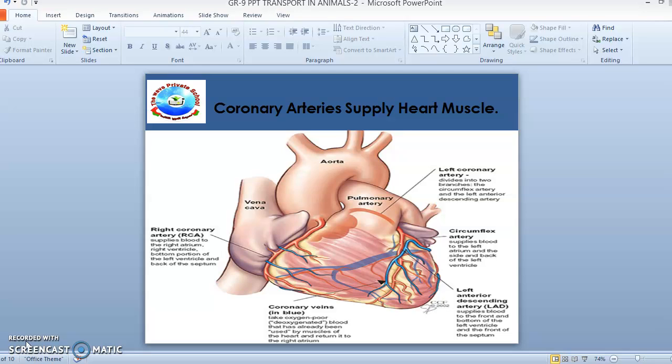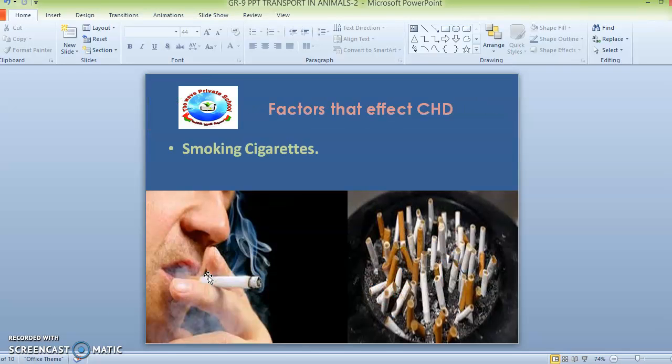We know several factors that increase a person's risk of getting coronary heart disease. So let us see what factors lead to coronary heart disease. Here are the factors that affect CHD. CHD is nothing but coronary heart disease.